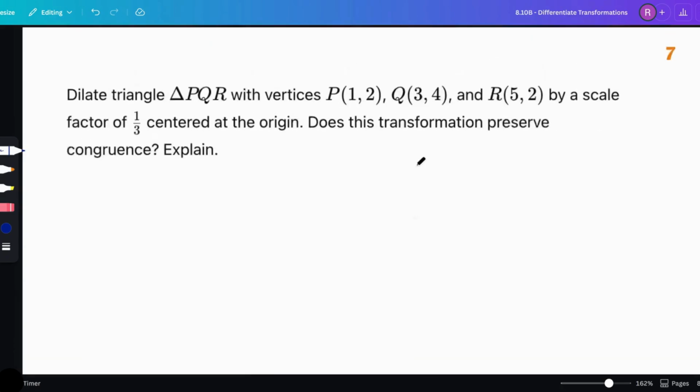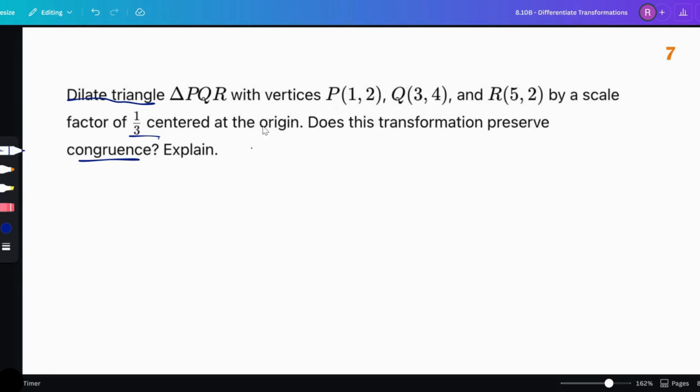And lastly, on this one, dilate this. Dilate means we are multiplying. We are to dilate this by a scale factor of 1/3. Does this transformation preserve congruence? This is definitely no, because it is only dilation that changes the size.